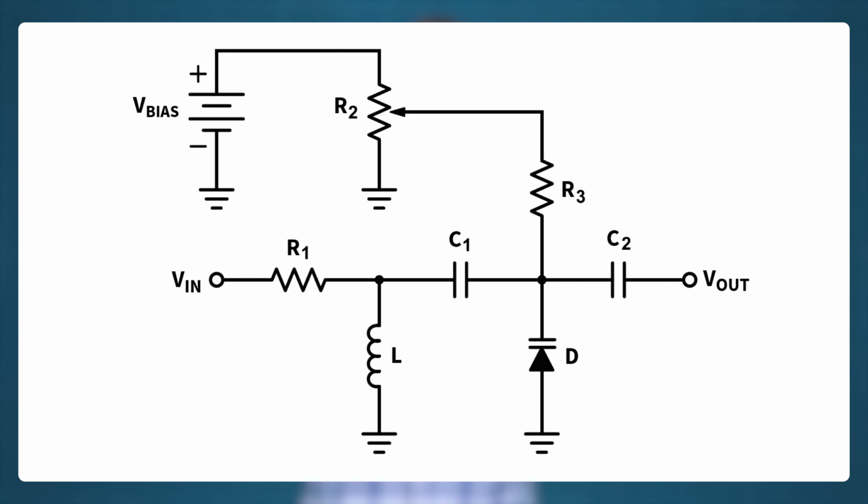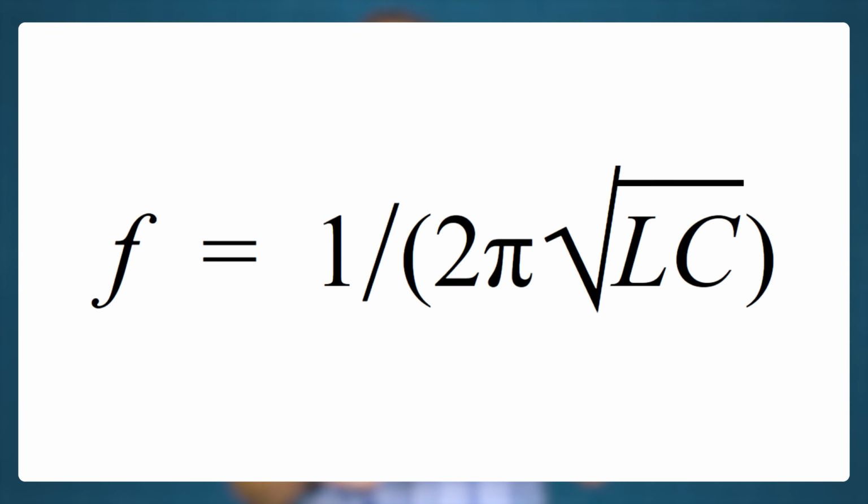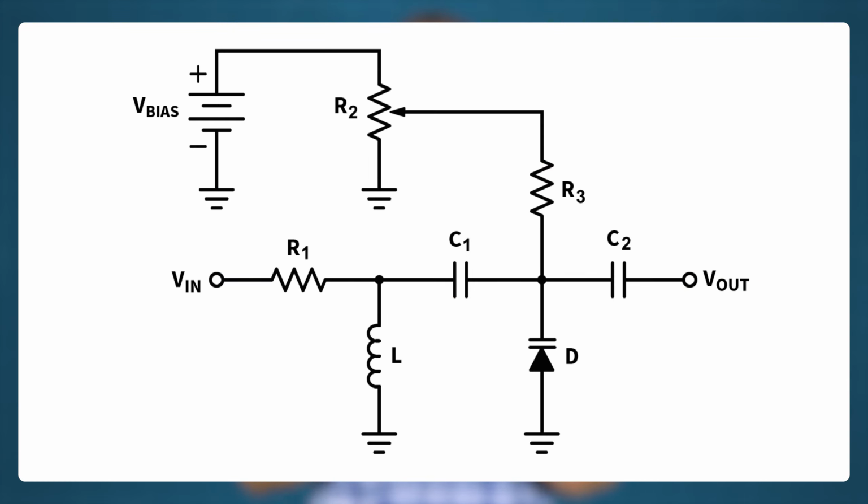Here's a schematic of a practical example. Here, the VariCap diode, D, acts as a variable capacitor, which forms a parallel resonant circuit with the inductor, L. The resonant frequency of a parallel resonant circuit is expressed as F equals 1 over 2 pi times the square root of LC. In this case, the C for capacitance is actually the capacitance of D, the VariCap diode. In the circuit, the VariCap diode is reverse biased by a voltage source, V bias, through a resistor R3. The amount of reverse bias applied to the VariCap diode is controlled by the variable resistor R2. Here, R2 is configured to function as a voltage divider.